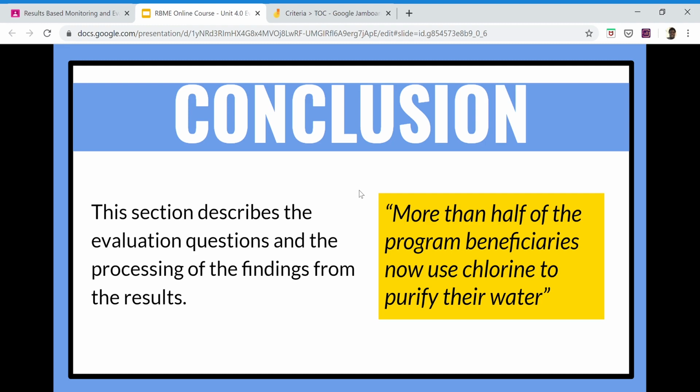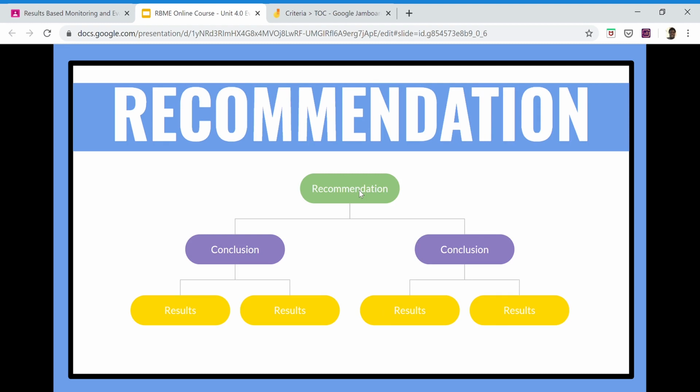And I remember that the evaluation question was about the extent to which households were using chlorine to purify the water. So it's important to note this. This focuses on the evaluation question, which is being processed from the findings. Then you have the recommendation. So this is again the key part.